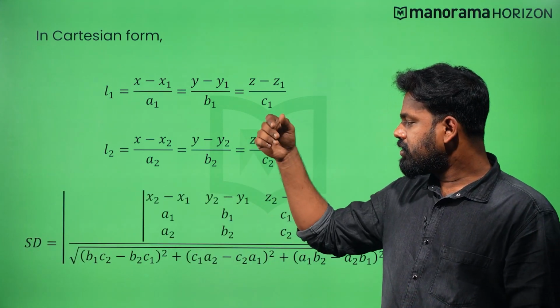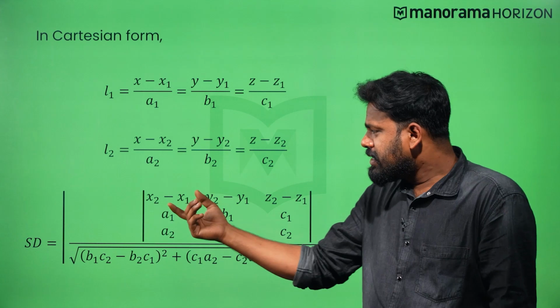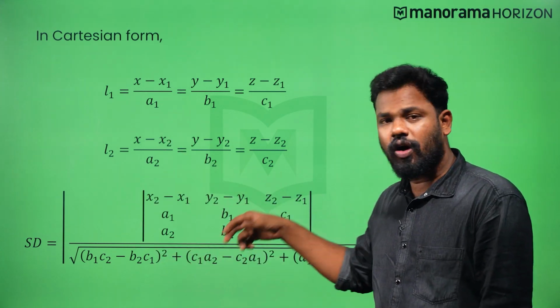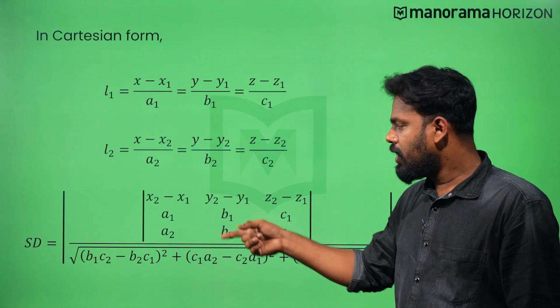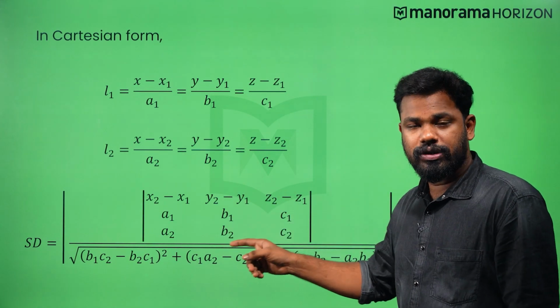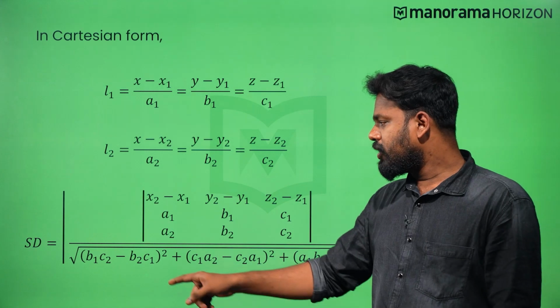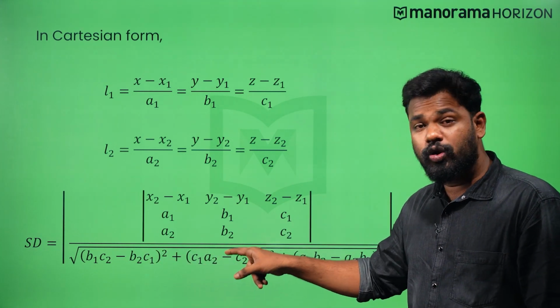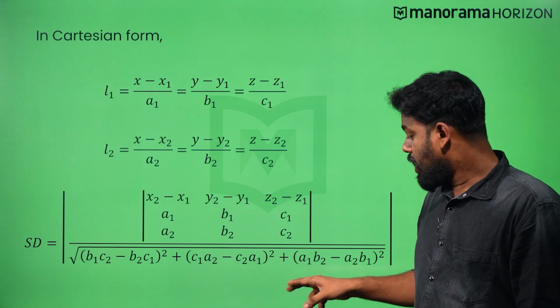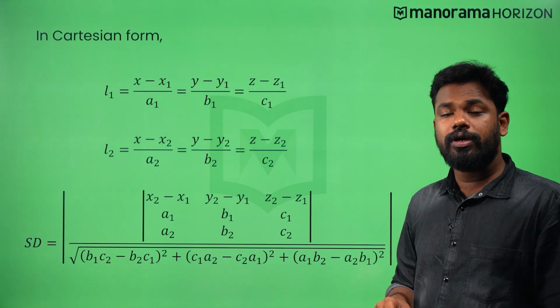Now, the shortest distance according to the Cartesian form is a little longer. That is the whole modulus of determinant of x2 minus x1, y2 minus y1, z2 minus z1, a1, b1, c1, a2, b2, c2, the whole divided by the root of (b1 c2 minus b2 c1) the whole square, plus (c1 a2 minus c2 a1) the whole square, plus (a1 b2 minus a2 b1) the whole square.